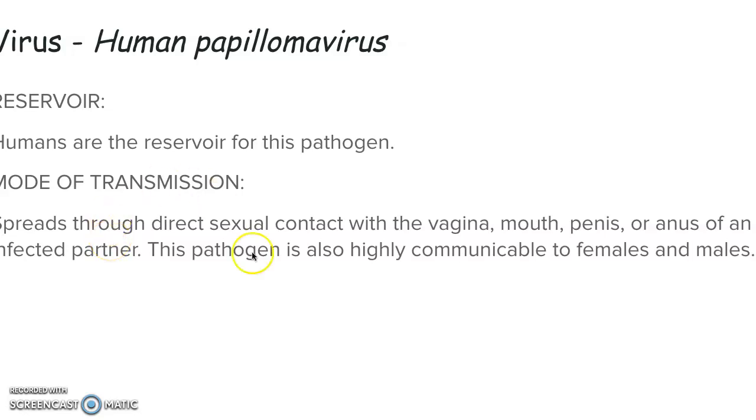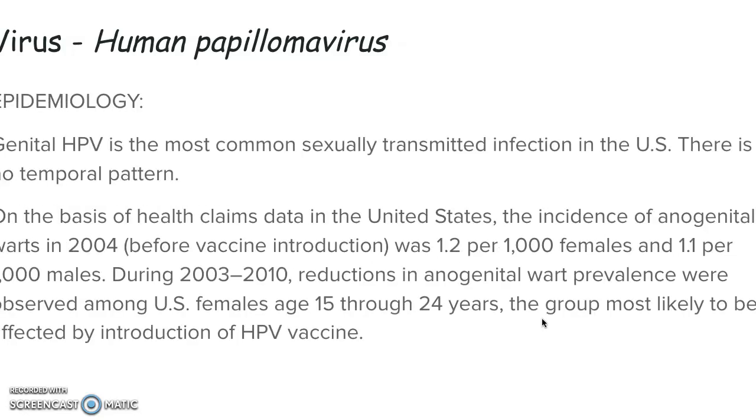The mode of transmission is through direct sexual contact with the vagina, mouth, penis, or anus of an infected partner, and this pathogen is also very highly communicable to females and males. The epidemiology is that genital HPV is the most common sexually transmitted infection in the U.S., and there is no temporal pattern. On the basis of health claims data in the United States, the incidence of anogenital warts in 2004 was 1.2 per 1,000 females and 1.1 per 1,000 males. Between 2003 and 2010, reductions in anogenital wart prevalence were observed among U.S. females aged 15 through 24 years, the group most likely to be affected by the introduction of the HPV vaccine. So later it reduced because of the vaccine.